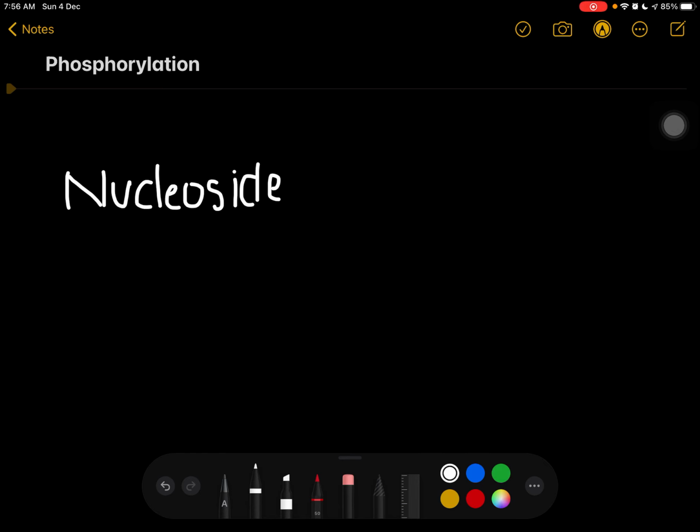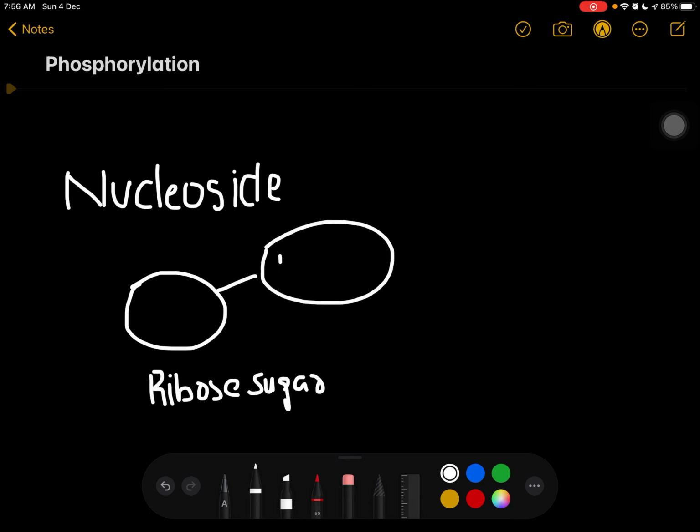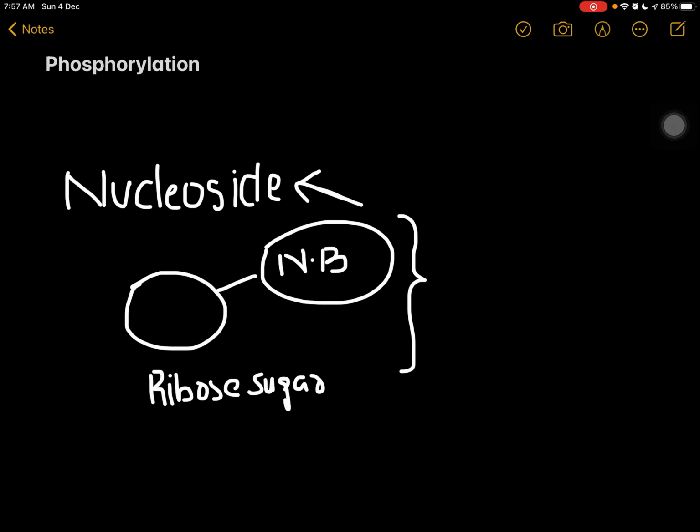Basically, when the ribose sugar and the nitrogenous base, this whole together is known as nucleoside, right? The ribose sugar plus nitrogenous base is known as nucleoside. This nitrogenous base can be anything: adenine, guanine, thymine, cytosine, uracil. It can be any one of them, right?